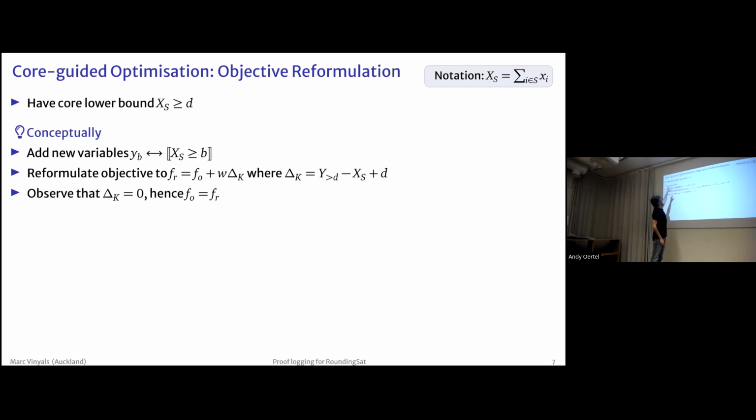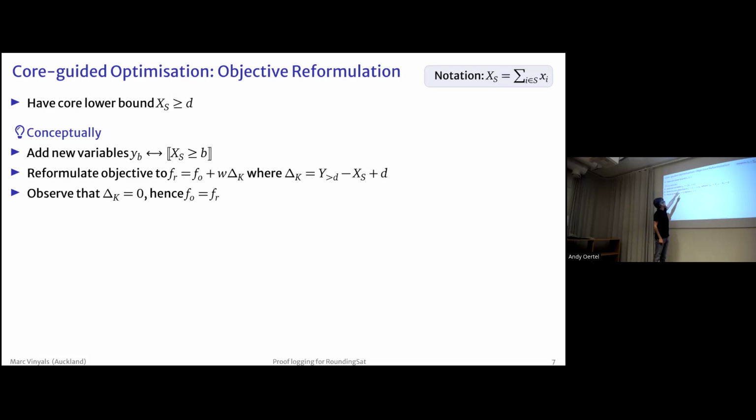Right, and so the idea is that we've got this core, all part of the objective. By the way, on the first core, it's all part of the objective. On subsequent cores, it might be that we have variables from the objective, but also from previous cores that have now become the new objective. Good. So then what we do is add these new variables.